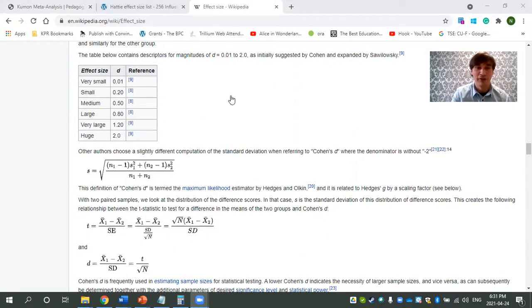Anyway, I've shared my screen, and here's a guide on Wikipedia that anyone can find on how to interpret an effect size. Below 0.01, very small. Below 0.20, small. We have a medium size around 0.5, a large effect size around 0.8, very large around 1.2, and huge or super effect size at 2.0.